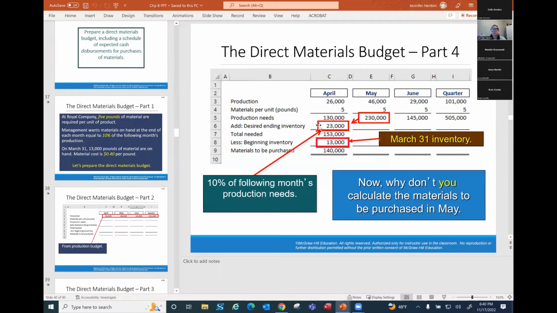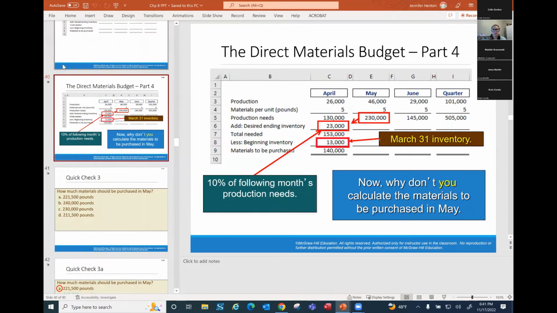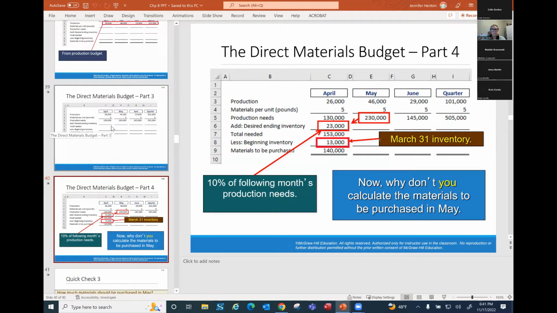So we're basically doing the same thing that we did on that last slide. But we're looking at the pounds that we're needing to produce those units of whatever that raw material is that we're buying. Okay, so we do the same thing. We have production 26,000. We need 5 pounds each. We need 130,000 pounds. We want an ending inventory of 23,000 pounds. So how much do I need? I need the 130 plus the 23. So I have 153,000 total.